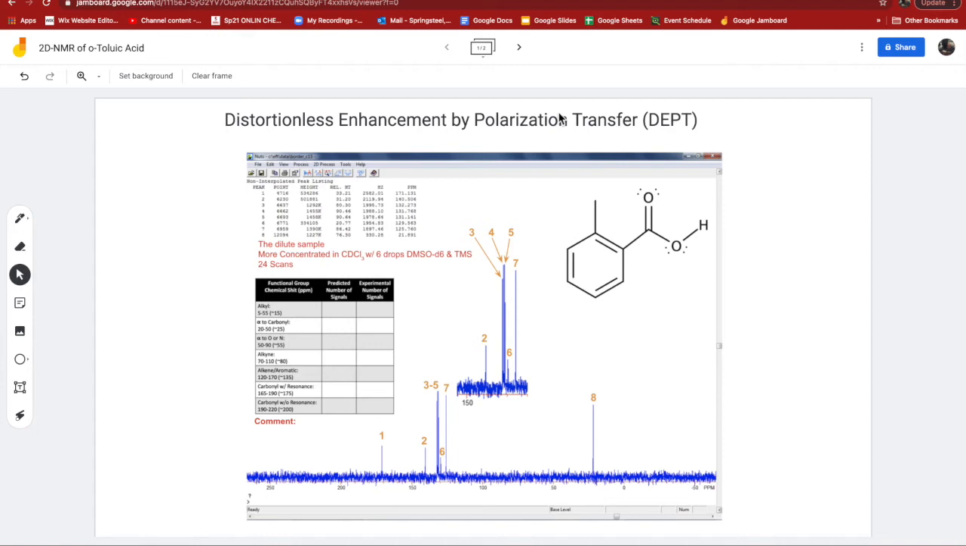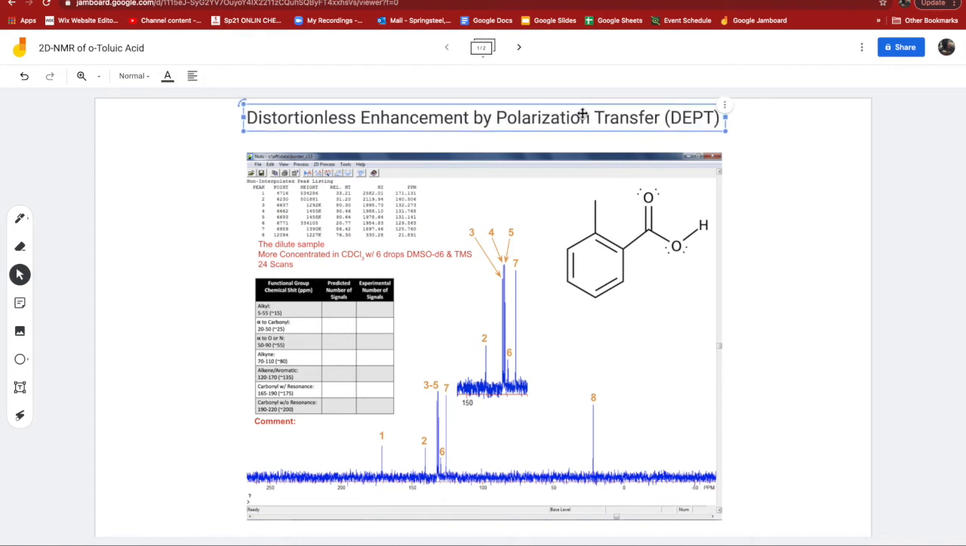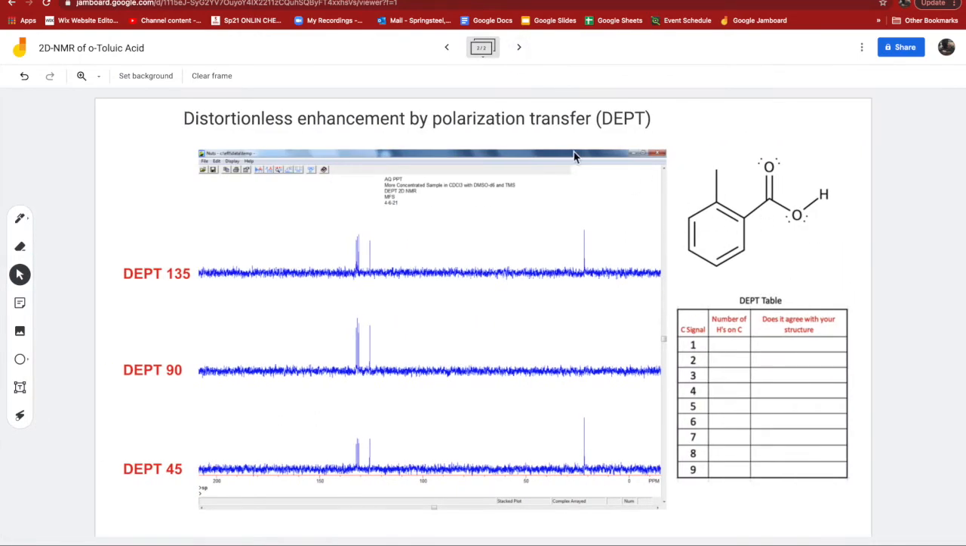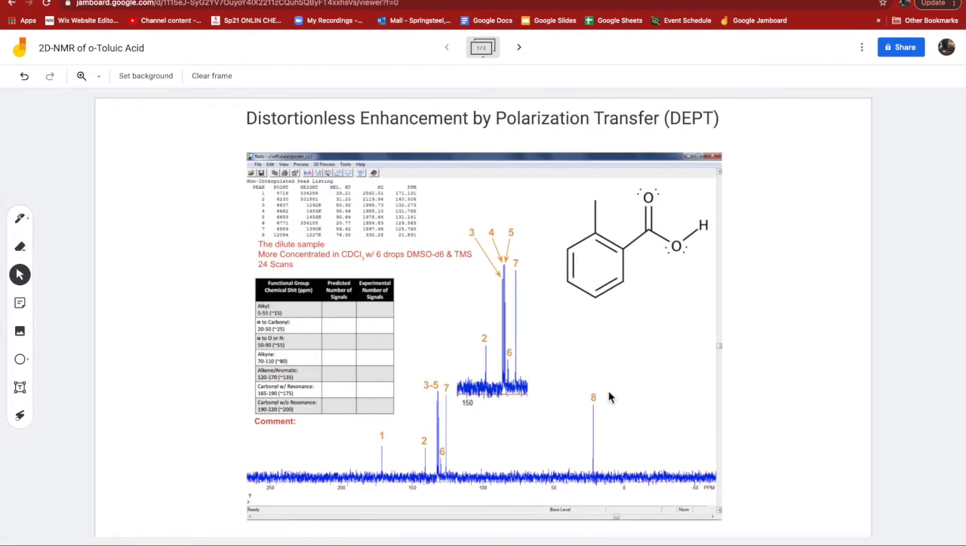Before I label the DEPT spectrum, the distortionless enhancement by polarization transfer spectrum, I'm going to look at the 1D NMR and use the same signal numbers that I used for 1D in the 2D DEPT spectra. This one, we have 8 total carbons, if you remember. Let me circle them for us.